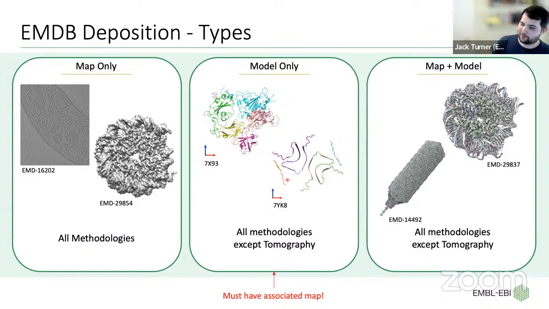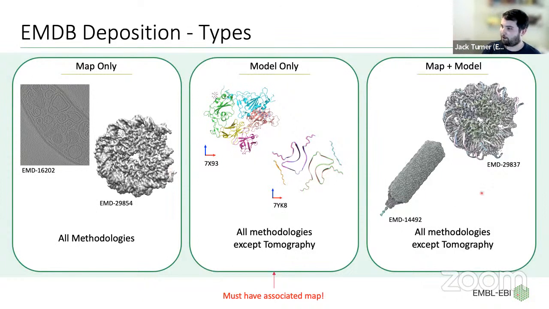We also allow model-only depositions, but it's worth noting that no model can exist in the PDB without an associated primary data. And when we're talking about electron microscopy, the associated primary data is a primary map. So the idea behind this is that if you do deposit a high-resolution primary map and you later want to deposit a model, you can do that without having to start a completely new map model deposition from scratch. You can just start a model-only deposition and associate it to the previously deposited map, and that will all link up and will be validated together. And I'll show you a little bit about how to do that in a minute.